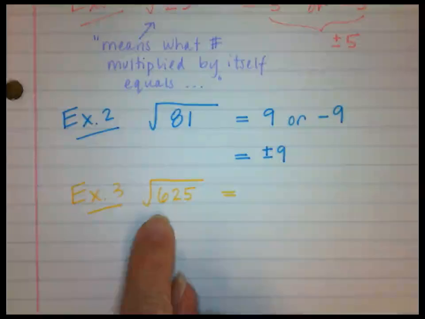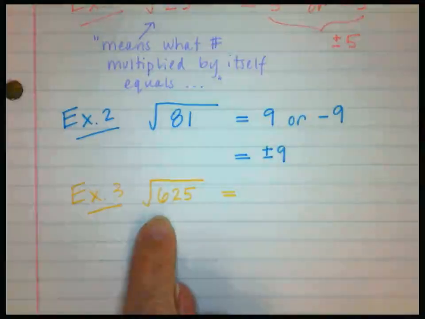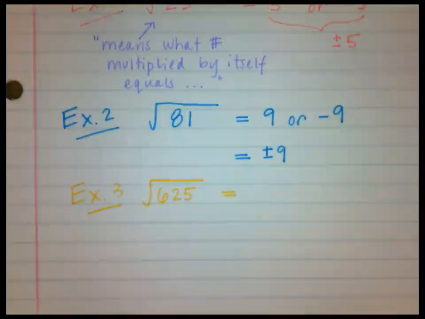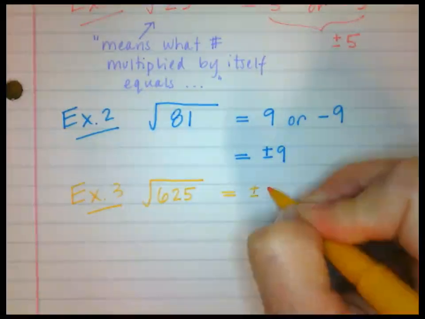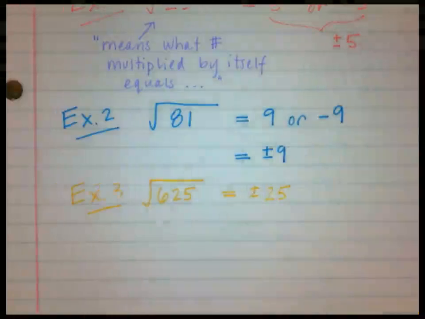What that tells you to do is to ask yourself what number multiplied by itself equals 625. Now, by now you're understanding that this is not dividing by 2. That would be what number added to itself. We want to know what number multiplied by itself equals 625. So if you know your flashcards well, then you know that that's 25.